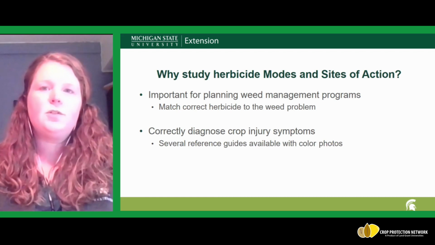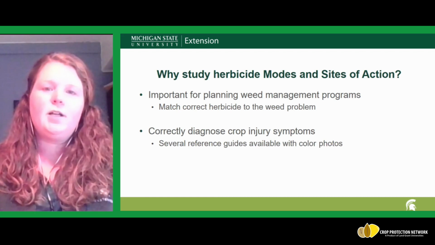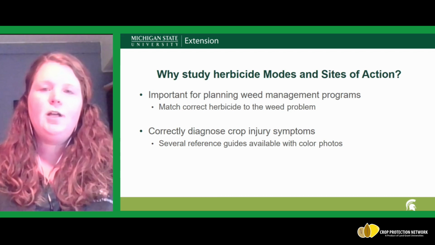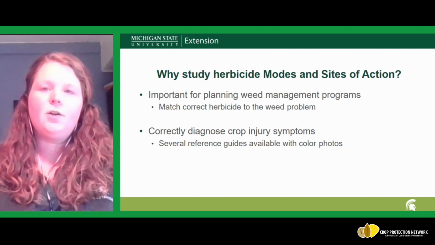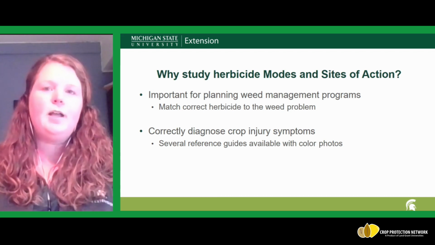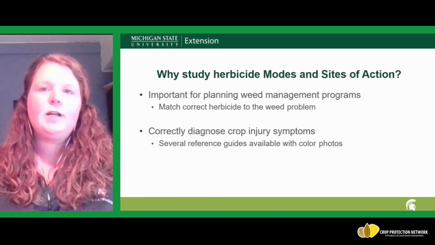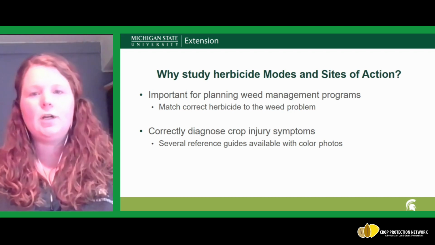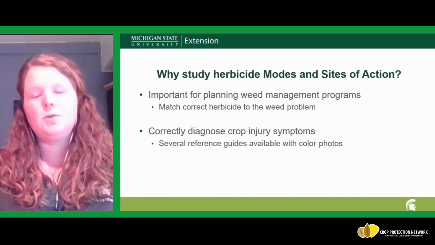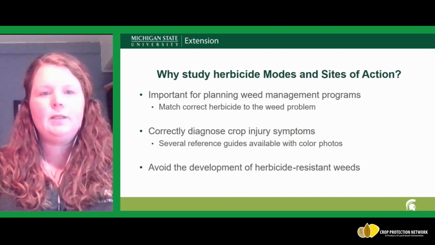Also, which is what we'll focus on largely today, is correctly diagnosing crop injury symptomology. And there are a number of color reference guides available. At the very end of the session, I will provide some links that you can look at later and use when you're out scouting in the field.